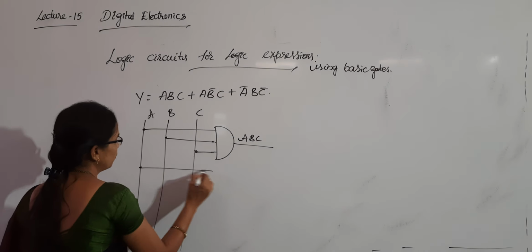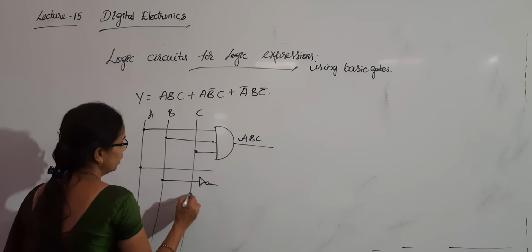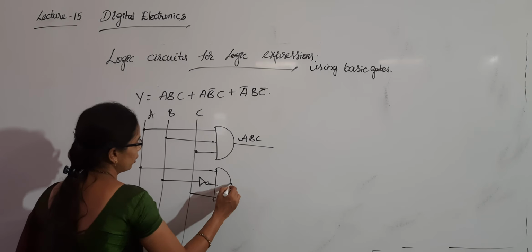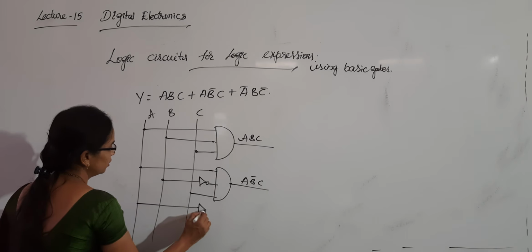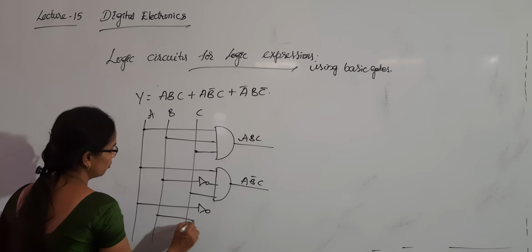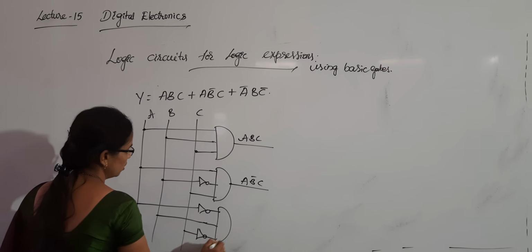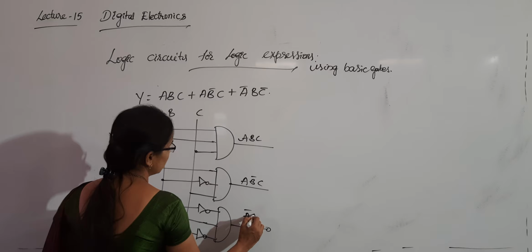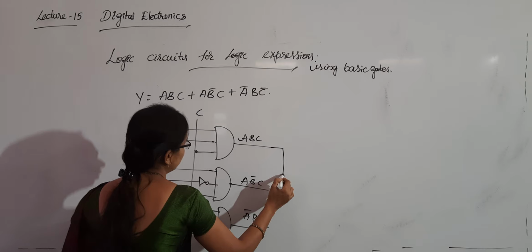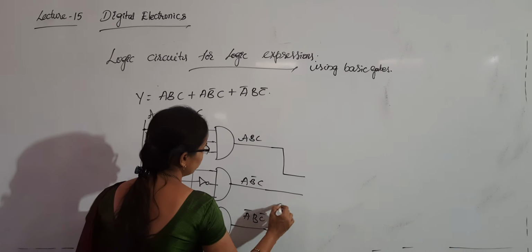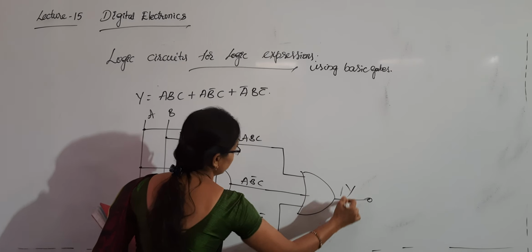Again A, B is inverted, put a NOT gate before joining into the AND gate, and C directly connected, 3 input AND gate, A, B bar, C it is. And here in the third term, put an inverter for A, B is directly connected, put an inverter for C, that will be A, B, C bar. All these are ORed, right? We will put a 3 input OR gate, we will get a Y.